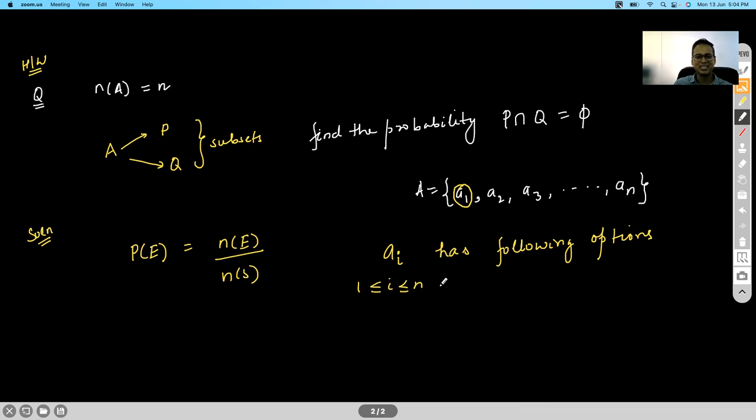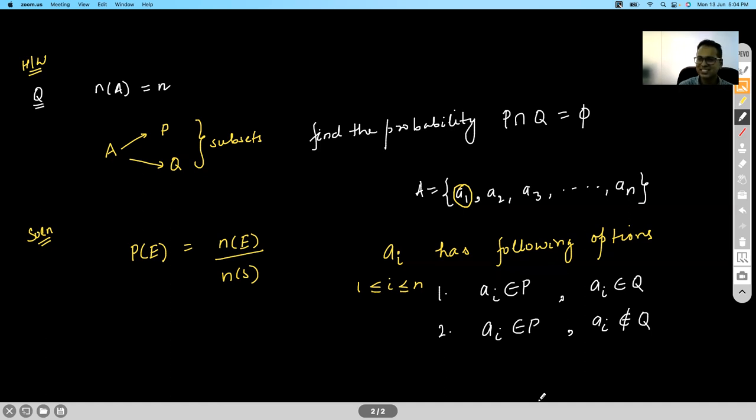What are they? Ai could be present in P, and at the same time, Ai could be present in Q also, because you can take that element and include it in both subsets P and Q. Sadhna, I'm talking about how many ways you can place these elements into these subsets. Let's see how many possibilities are coming up. The second possibility could be that Ai goes to P and doesn't go to Q.